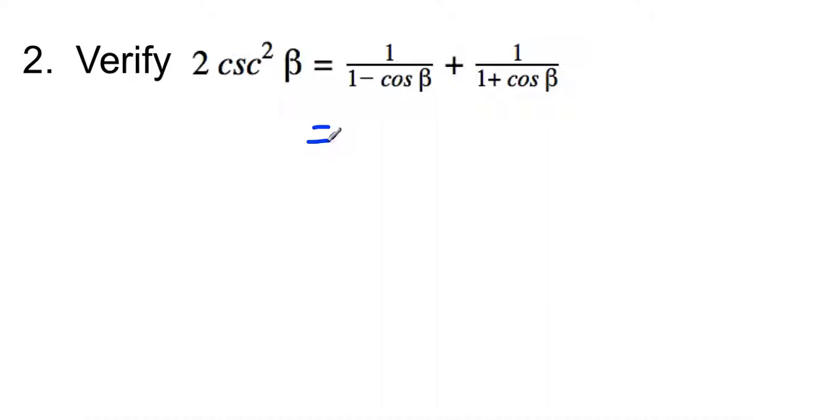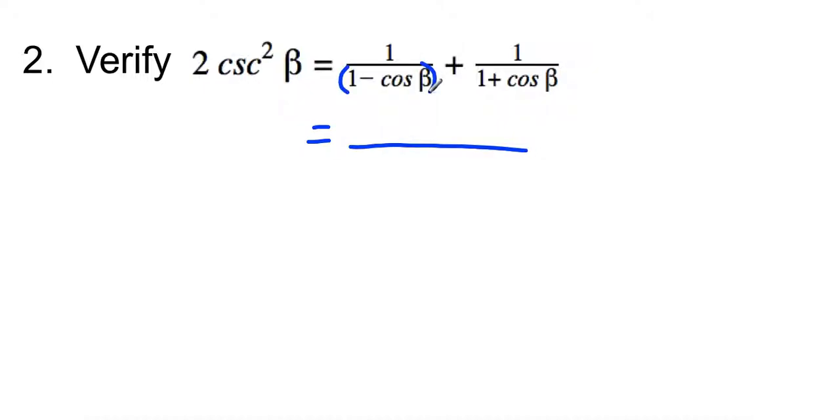I don't see any Pythagorean identities. Nothing's squared, so we can't use any Pythagorean identities. So I'm thinking maybe since the left-hand side is just one term and the right-hand side is two terms, maybe we should combine these two fractions. So that's what I'm going to try.